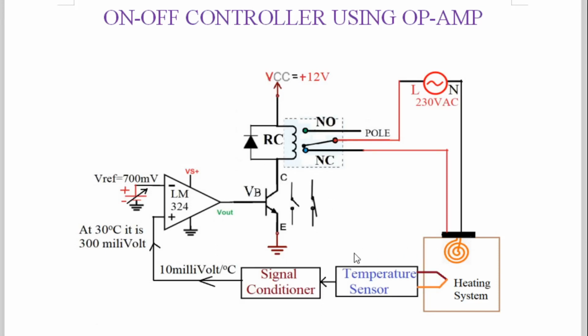So here, as I just told you, the heating system consists of a heater. The heater has two terminals which are connected to the AC mains 230 volt. One terminal of the heater is directly connected to the neutral, and another terminal of the heater is connected to the normally closed terminal. The live terminal of the AC mains voltage 230 volt is connected to the pole.